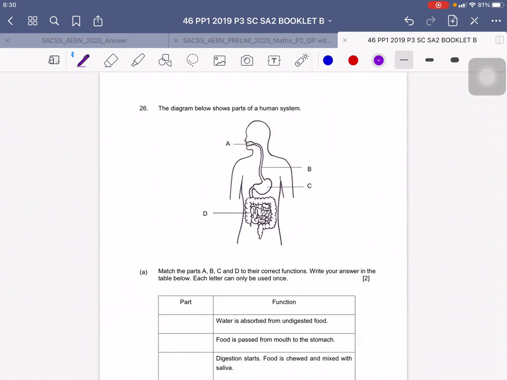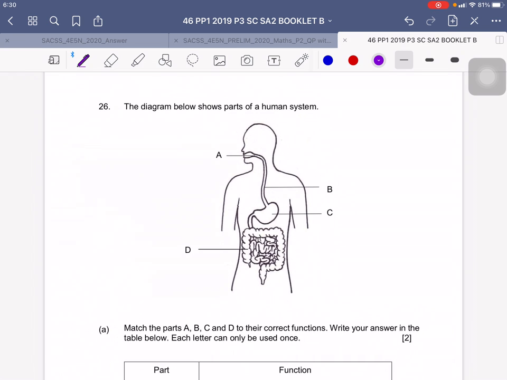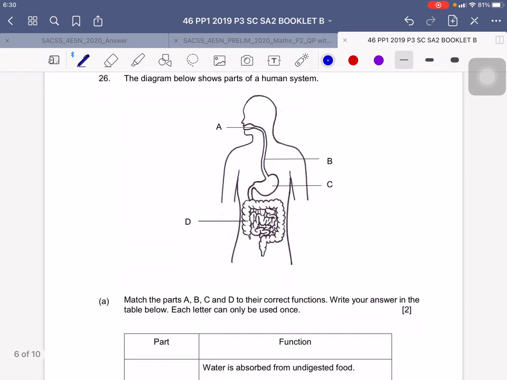Okay, now students, this is practice paper 1, booklet B, second part of the video explanation. So now let's look at question 26. The diagram below shows parts of the human body system. They ask you to match A, B, C, D to their correct function and write your answer in the table below. So we know that this is mouth, this is gullet, this is stomach.